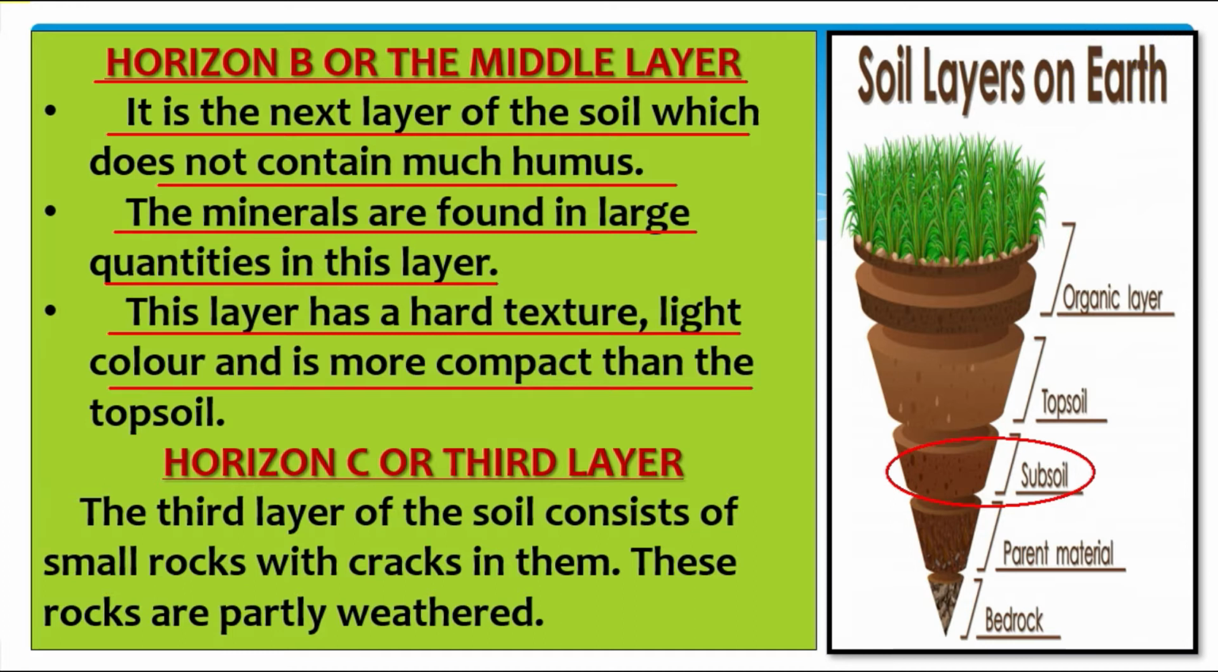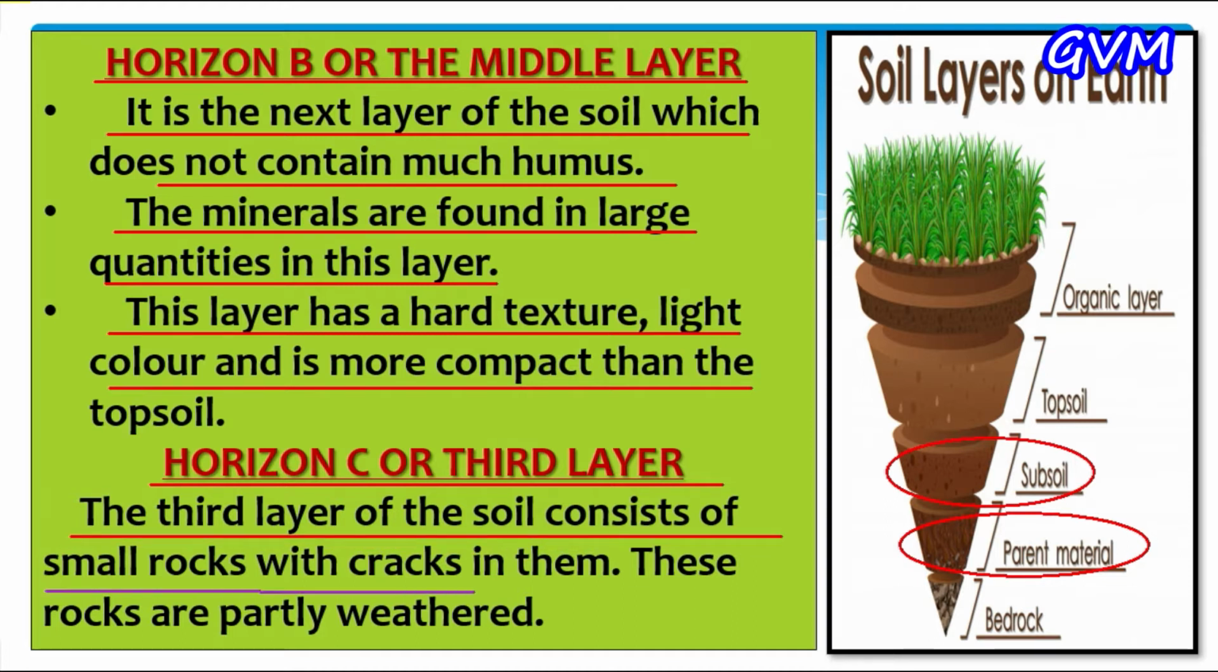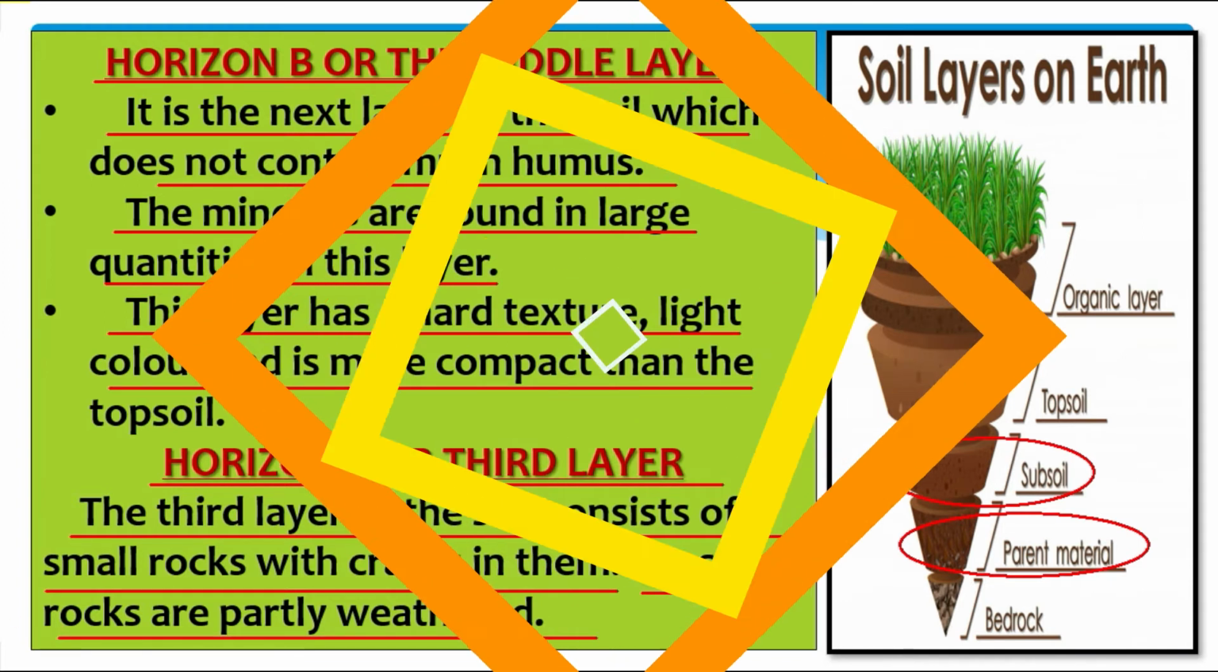Now students, the next layer of soil is the C horizon, or the third layer that you can see here in this image. Students, this third layer of soil consists of small rocks with cracks in them, as you can see here in this image. And here in the C horizon, these rocks are partly weathered, which means not completely broken down.